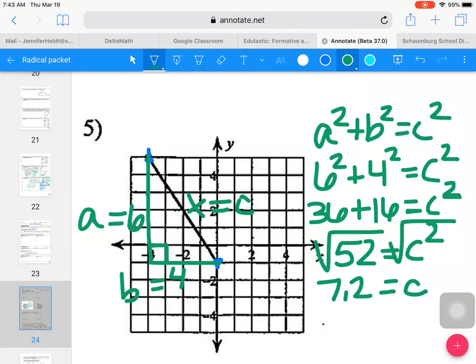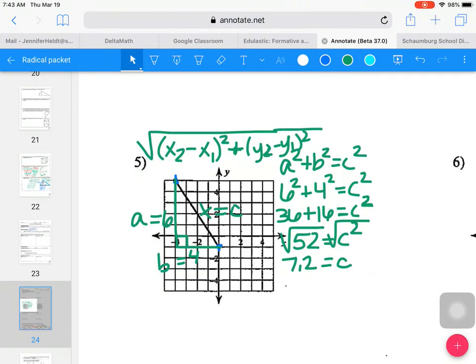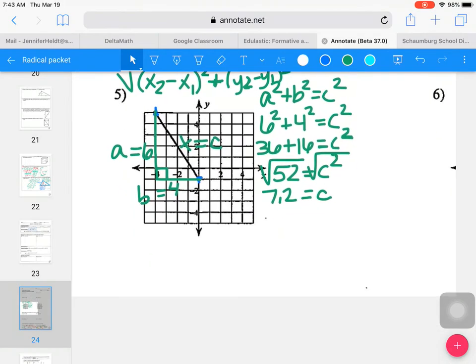Now, let's take a look at this as if we were to use the distance formula. The distance formula is this: it is the square root of, you take whatever the x coordinates are, and you subtract them, and then you square them. To that, you add whatever the y coordinates are when you subtract them, and you square those as well. So let's take a look at how that relates to what we just did here.